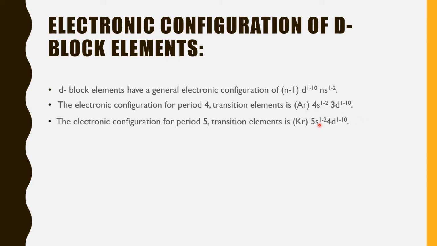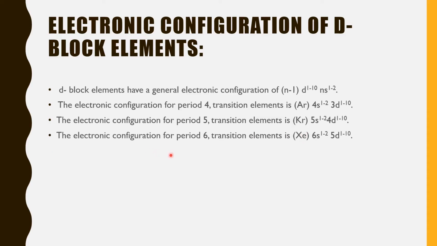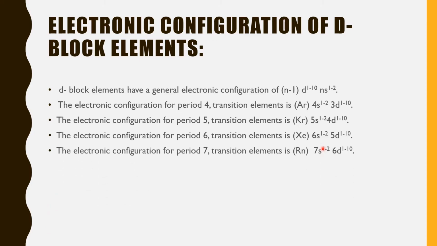The electronic configuration of period 5 or 4D series is krypton 5s1 to 2 and 4d1 to 10. For period 6 or 5D series it is xenon 6s1 to 2, 5d1 to 10. And for period 7 or 6D series it is radon 7s1 to 2, 6d1 to 10. These are the general electronic configurations.